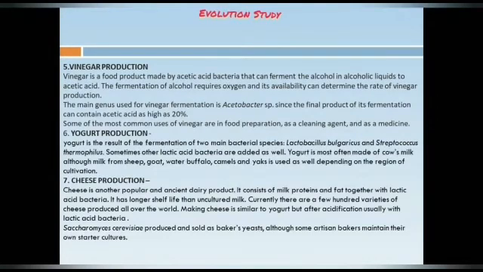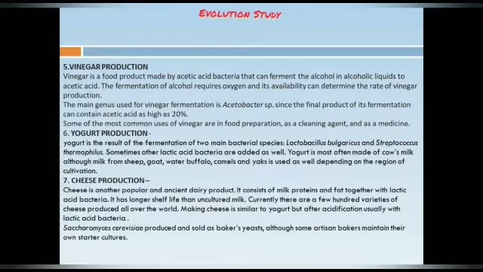Now the yogurt production. Yogurt is the result of the fermentation of two main bacterial species, Lactobacillus bulgaricus and Streptococcus thermophilus. Sometimes other lactic acid bacteria are added as well. Yogurt is most often made of cow's milk, although milk from sheep, goat, water buffalo, camels and yaks is used as well depending on the region of cultivation.